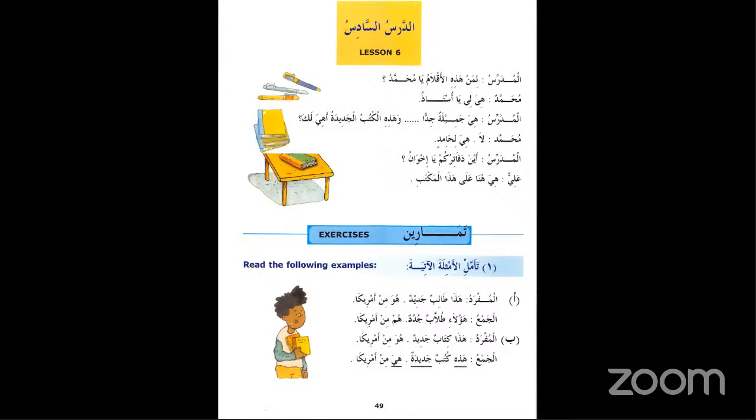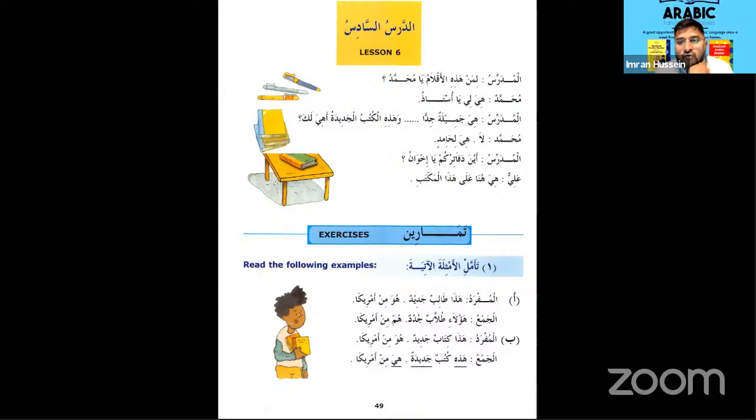Al-Mudarrisu. Liman hazihi al-aqlamu ya Muhammad? Whose pens are these, ya Muhammad? Yeah, so you can say whose pen, or for whom are these pens, O Muhammad? So here, liman hadhihi al-aqlamu ya Muhammad. So what is the singular of aqlam?